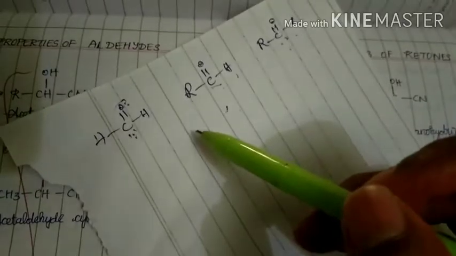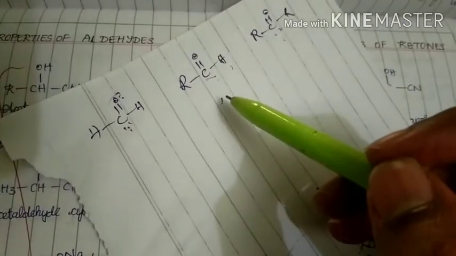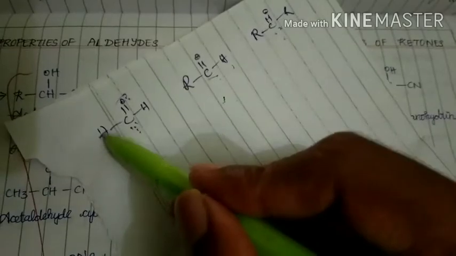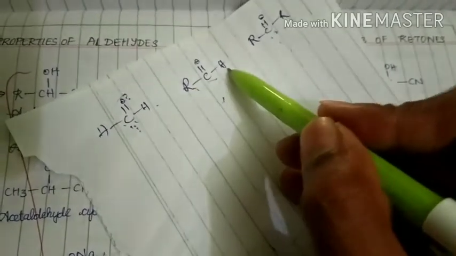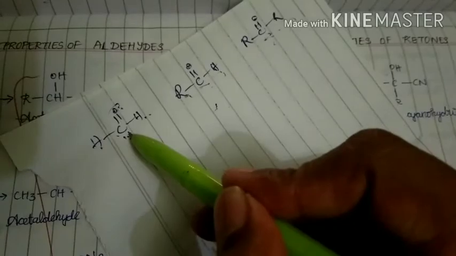So what is our point? In these three cases, in which case is the rate of reaction more? That means nucleophilic addition reactions are more. In which case? In this case, because here two hydrogens are present around the carbonyl group. Here one alkyl group and a hydrogen. Here two alkyl groups. Hydrogen size is very small compared to an alkyl group. So the nucleophile can attack easily here.